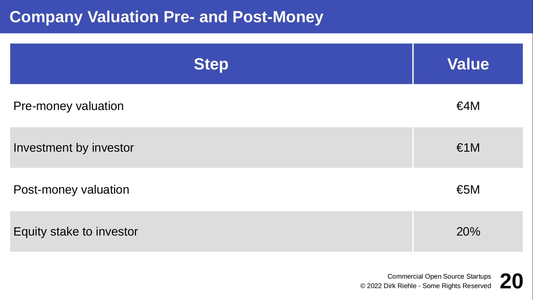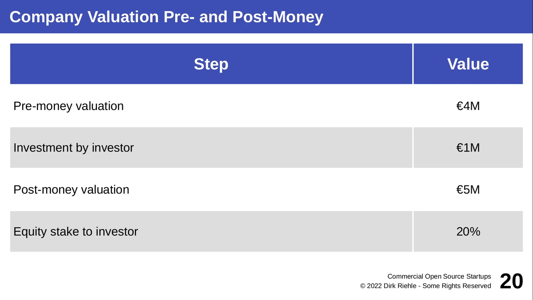So if you have a valuation or a value, there actually is something basic set, which is how much money gives an investor what equity. Here in the example, you calculated that or you agreed on a valuation of the company to be 4 million. The whole company before the investment is worth 4 million, and now you decided you need one million until the next milestone, until the next investment.